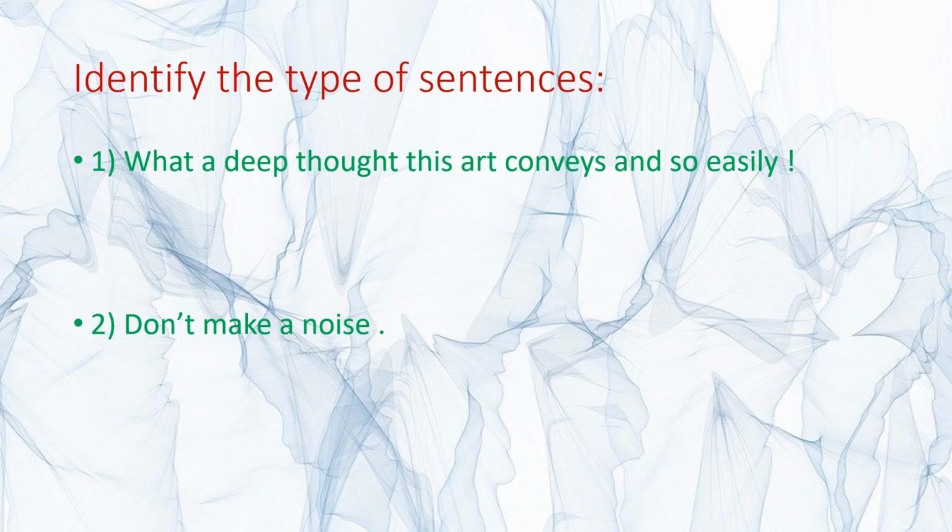See students, the next two sentences I have given you for practice. So you are going to write down the questions and identify the type of sentence. Right? Only two I have given. Others you have in your grammar notebook. See the first one. What a deep thought this art conveys and so easily. And there is an exclamation mark at the end. So you must have understood what type of sentence it is. And see the second one, don't make a noise. So this also, according to the rules I have explained to you all. So identify the type of sentence and write down the answer.